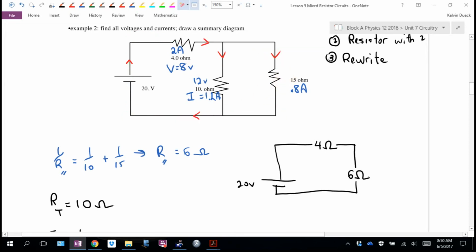Often you're going to find by the time you get to the last few resistors, there are several ways you can go. It said find all voltages and currents, done.